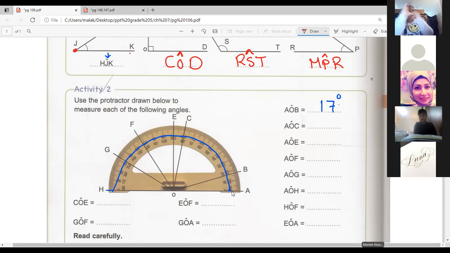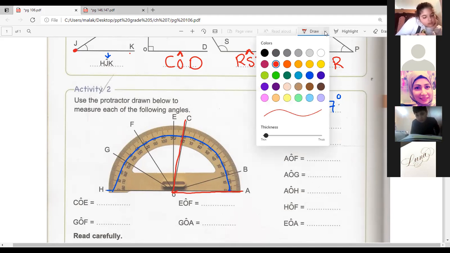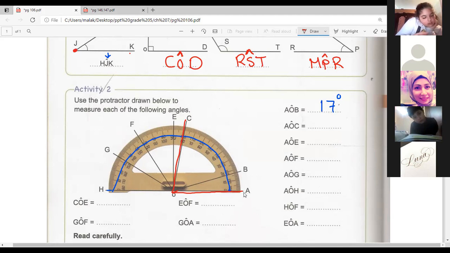AOC. I will mark it. AOC. Now look at the segment OA. Now whose turn? Zainab Musa. Yes, teacher. Look at the segment OA. Will we use the inside or the outside scale? OA touches zero from where? In or out?